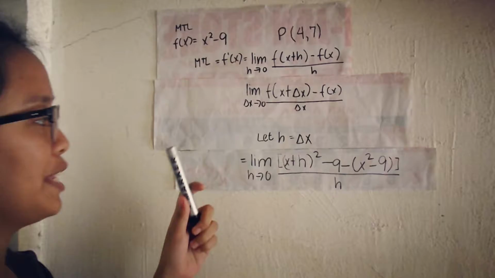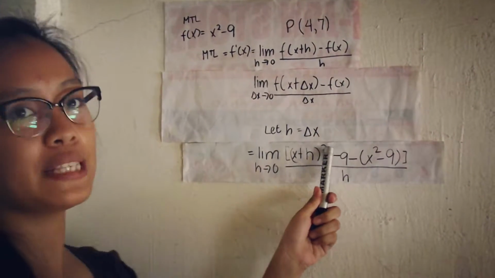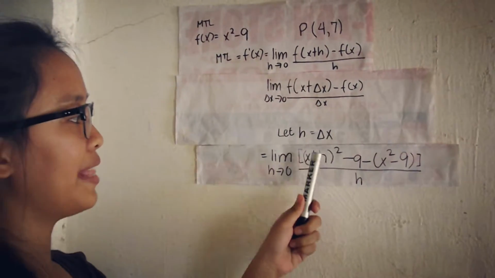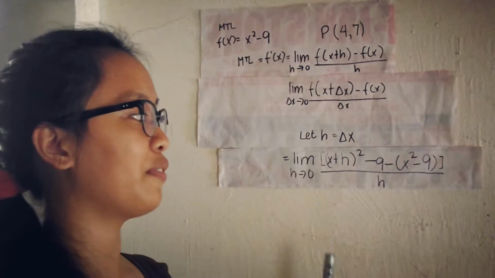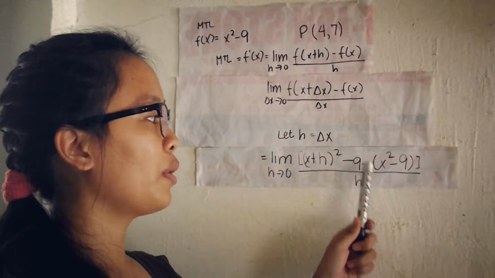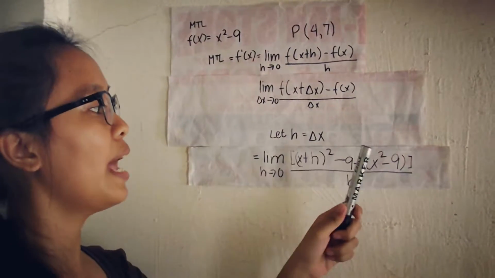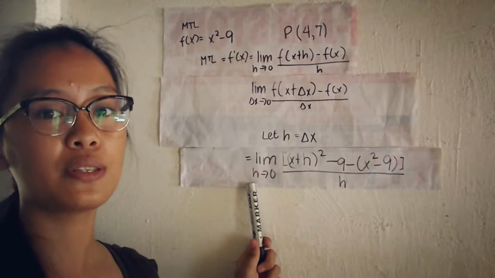So we have here the limit of x plus h squared. We have this squared here because in the formula, we also have squared. So we just add the h on x. And then, minus 9 will remain because it's in the formula. So minus 9. After it, we will subtract this from the function. So our function is x squared minus 9 all over h, where h approaches 0.